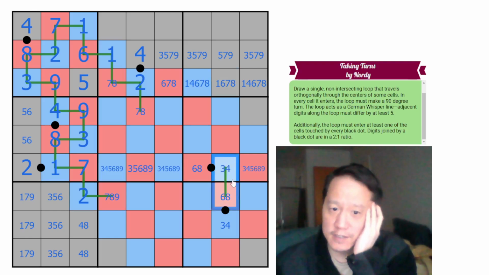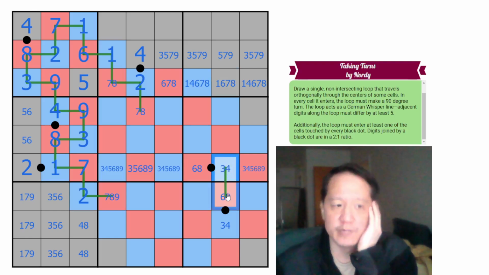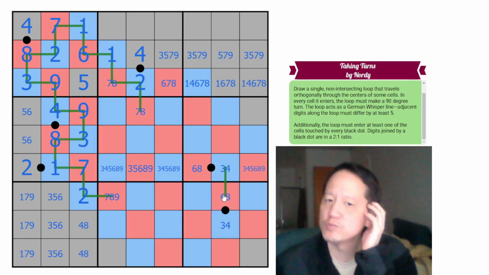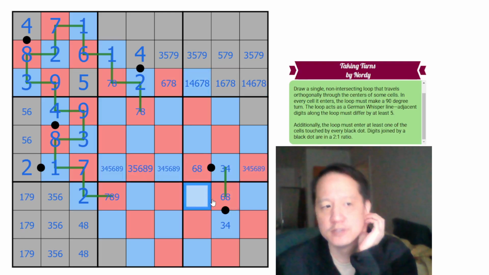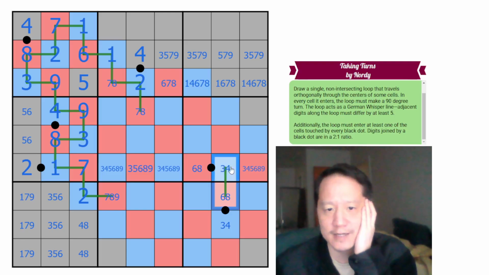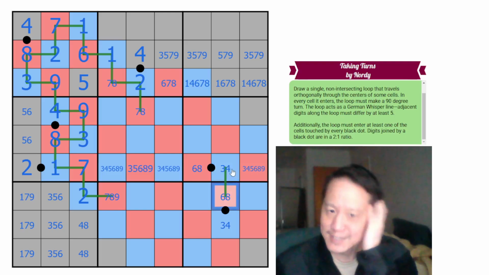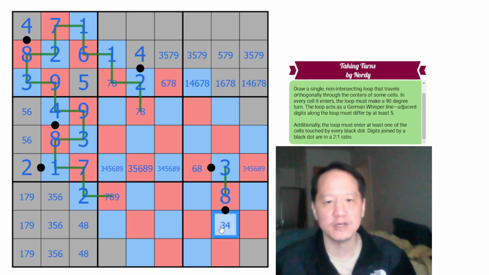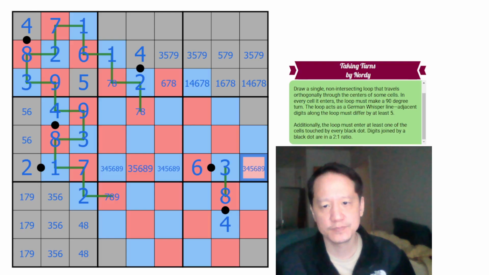We know this has to be on the German whisper line because one of these two has to be on the German whisper line. And if we try going this way, it specifically enters in back here always. So this one is always on the German whisper line. To exit out, it has to exit out this way. So it always must connect this way then, which means these have to be 5 apart from each other. Therefore, this has to be 3. This has to be 8. This is a 4. And this is a 6.